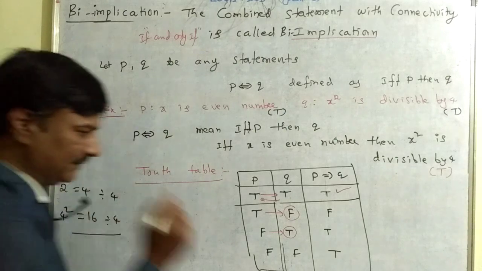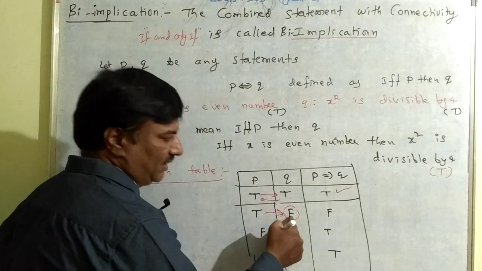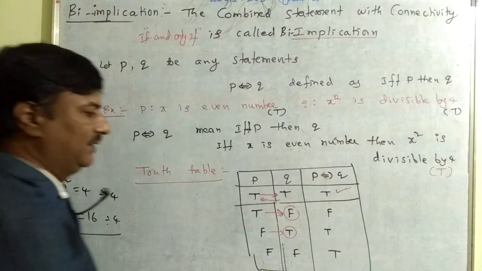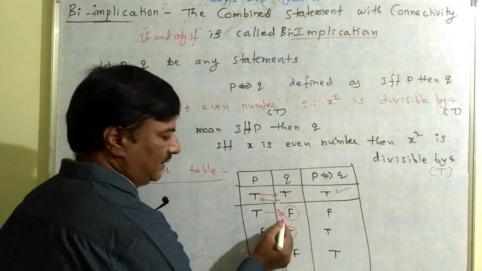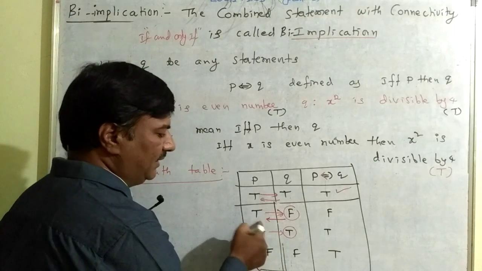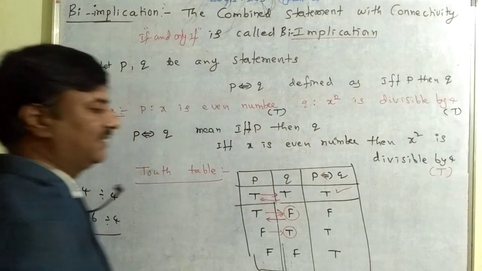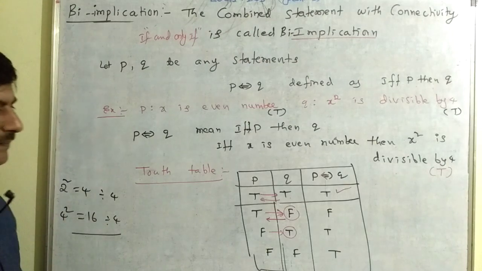And see here, right side we are getting false in the bi-implication. Right side is a false result. In this case, left side is a true result. Both are not matching. The result we are taking as a false result.